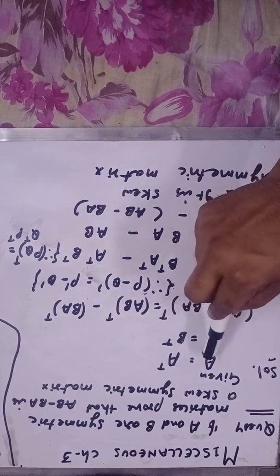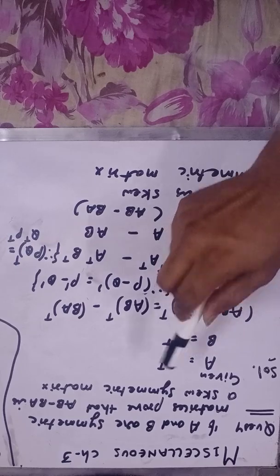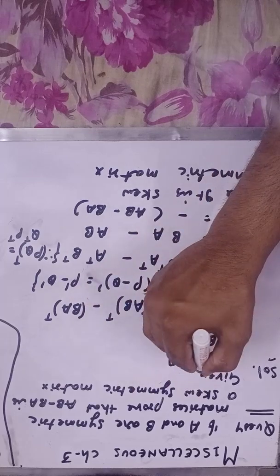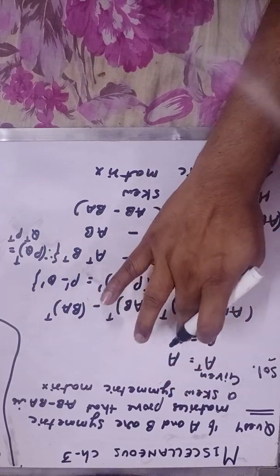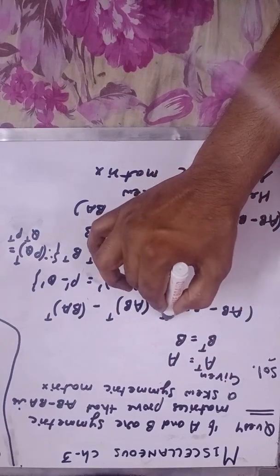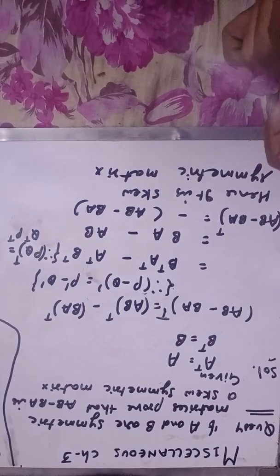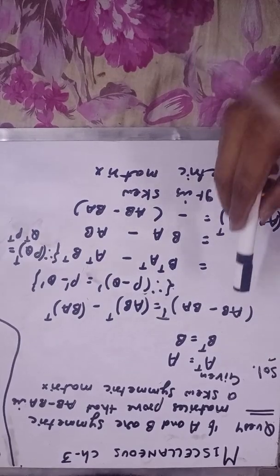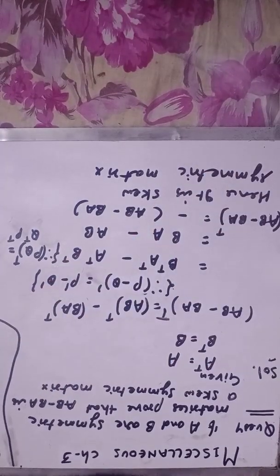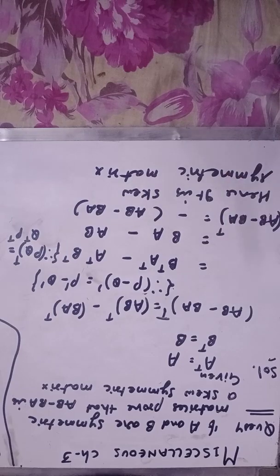So these conditions are given to us. A is a symmetric matrix, so I can write A transpose is equal to A and B transpose is equal to B. This is the condition for a symmetric matrix. Now we have to prove that AB minus BA is a skew symmetric matrix, so the transpose of this matrix should be its negative.